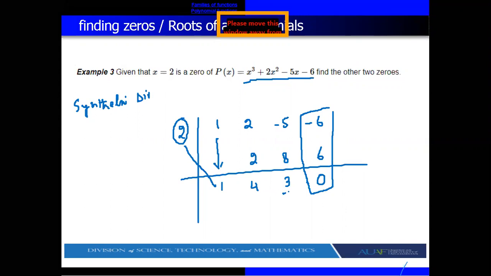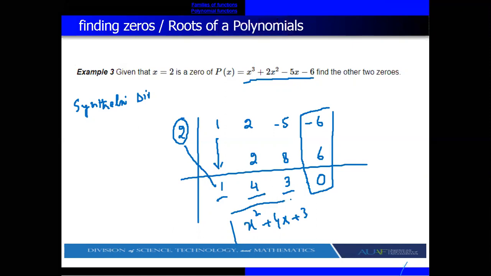Now we convert this degree 3 into degree 2. If 3 is the constant, 4 is x power 1 and 1 is x square, you can write x square plus 4x plus 3. So now we convert into degree 2. You can solve with the help of what? You can solve with the help of the quadratic formula.